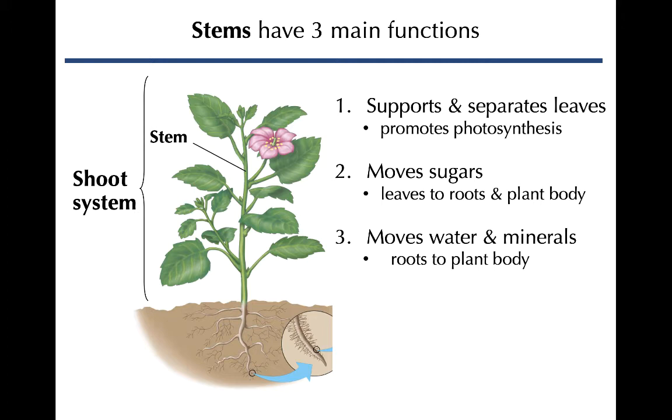The second function is to move sugars around the plant body, and that's going from leaves to roots, and moving water and minerals also from roots to leaves. So basically it's the transport and structural system of the plant.